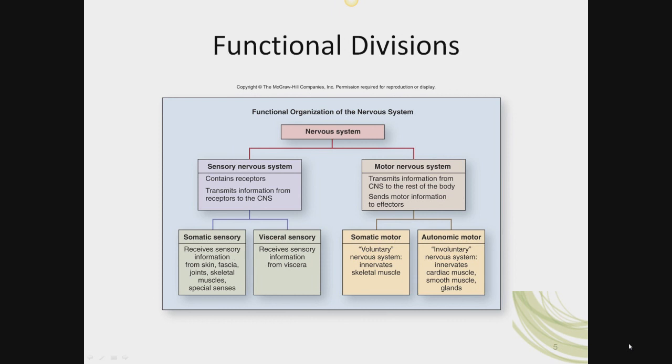When I speak of the motor nervous system, again this is efferent, outgoing commands, outgoing action potentials. And these nerves are going to target effectors, either voluntary, which are your skeletal muscle, that's your somatic motor nervous system, or your involuntary effectors, which would be under the control of a special nervous system called the autonomic nervous system. This would be nerves that innervate cardiac muscle, smooth muscle, glands, and not shown on this but should be included, adipose tissue.